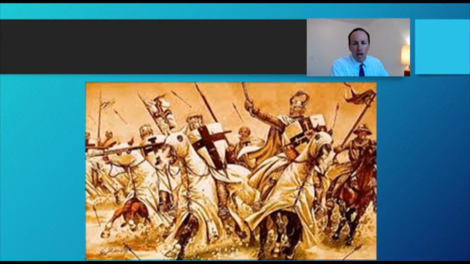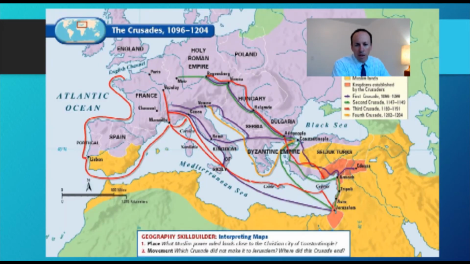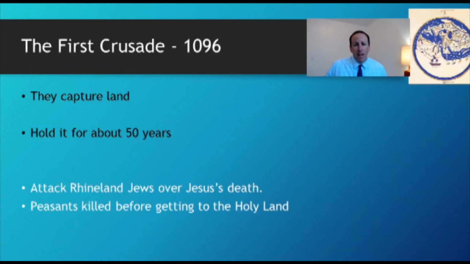Here's the map again. You can see Jerusalem's down here, and the goal is going to be to come on down here and capture the Holy Land. Very good. Okay, First Crusade. They go down and they capture the Holy Land and they hold it for 50 years.